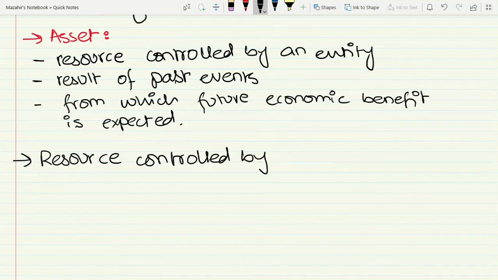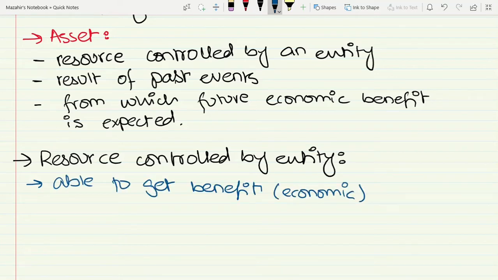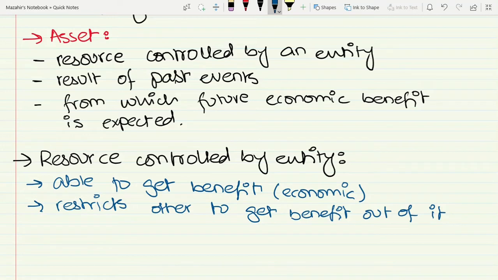by an entity. Now we will understand what it means that an asset is a resource controlled by an entity. By controlling a resource, we mean that an entity is able to get economic benefit from that asset and the entity restricts others from getting that economic benefit from it. These 2 lines tell us the meaning of controlling a resource.